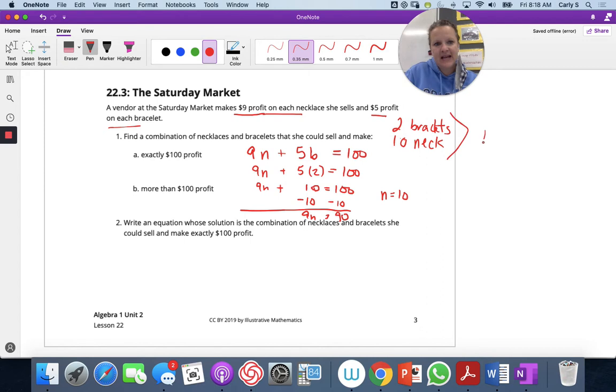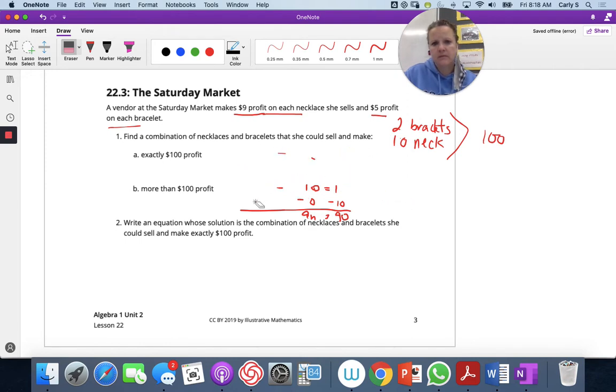to make exactly $100. Okay, I'm going to go ahead and erase all of this work, but you can write it down. Just push pause. Because we don't have enough space. There's never enough space.